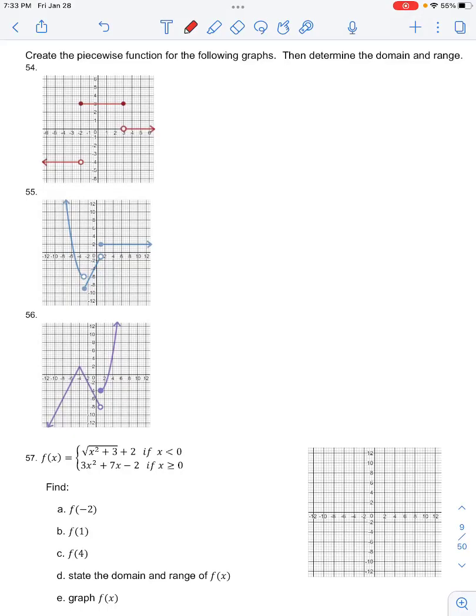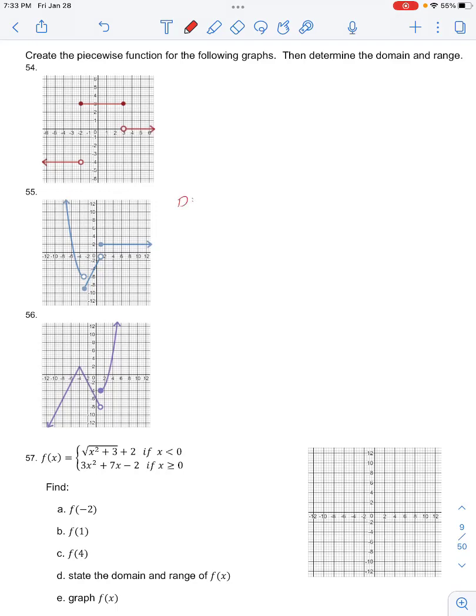Number 55 in your class trip for quadratic functions asks you to create the piecewise function for the following graphs and then determine domain and range. I'm going to go ahead and do the domain and range first because it's easily visible from the graph. So focusing on the domain first.